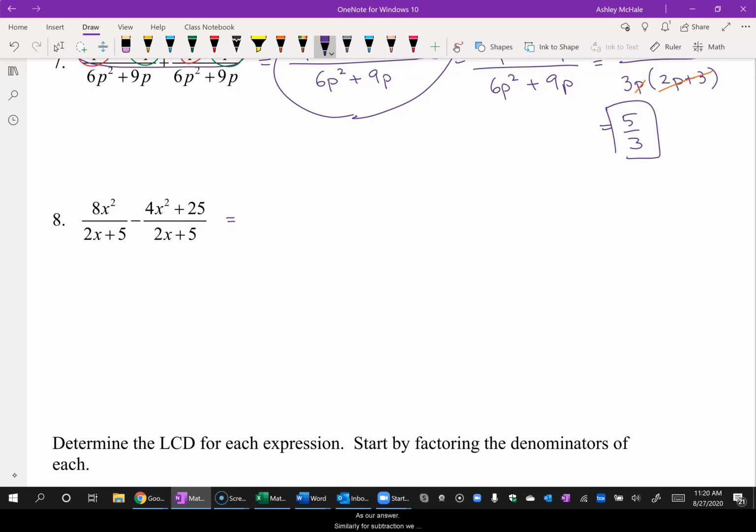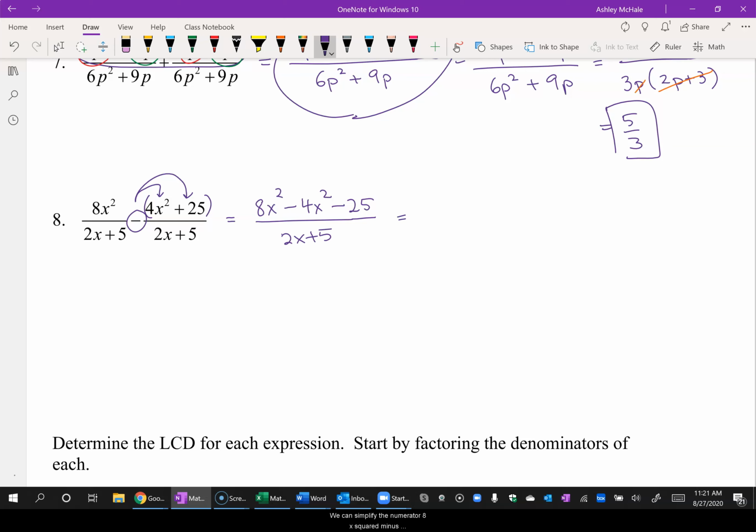Similarly for subtraction, we want to do the same thing, but we have to be really careful with the second numerator in that we distribute this negative sign to all of the terms in the numerator for the second fraction. Notice both fractions have the same denominator, so I can copy that over as it is. And then up top, 8x squared minus 4x squared minus 25, because of that subtraction that's occurring in the middle. We subtract the whole numerator, which means we need to distribute that negative sign.